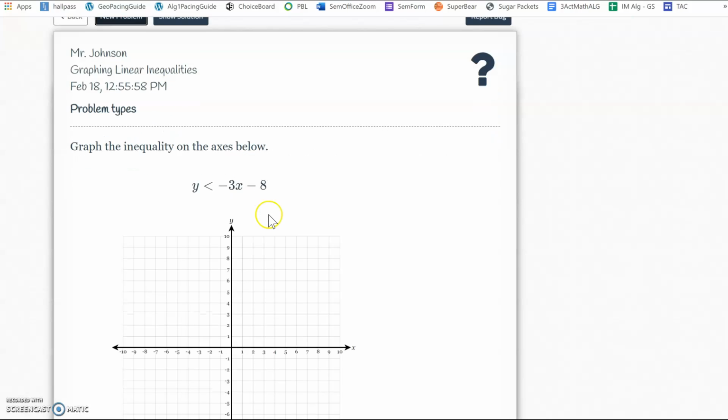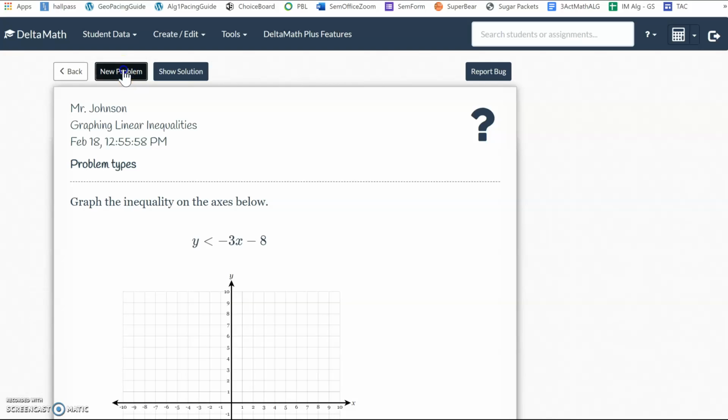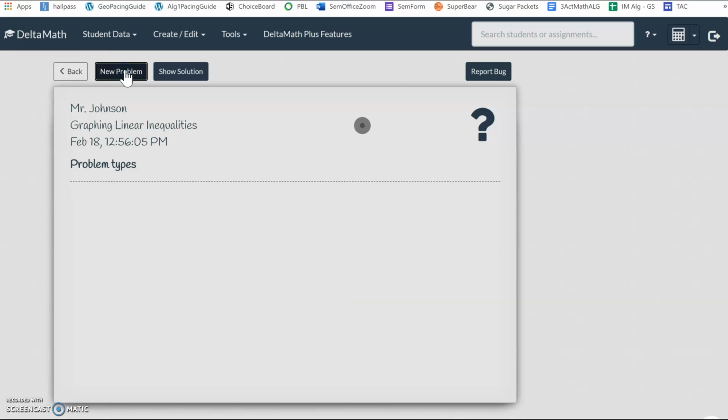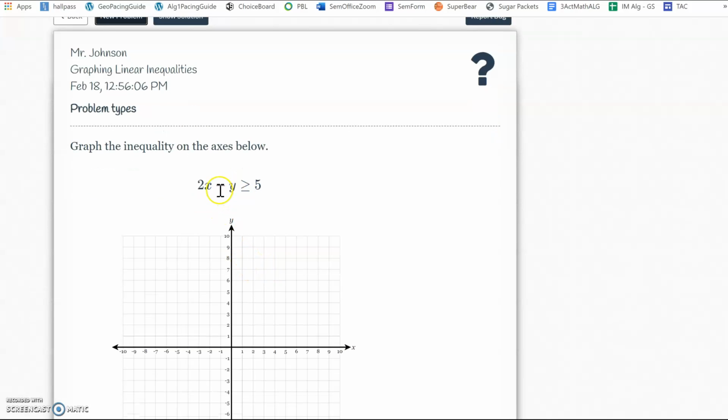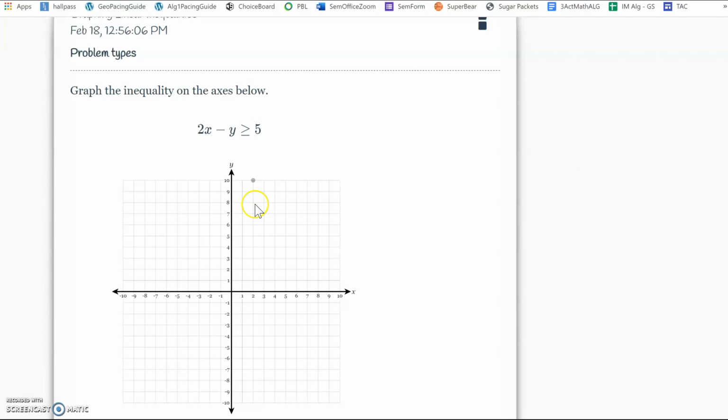Okay, now I'm going to try to find one with a negative y. So I'm not going to do this one. No. Here we go. So what happens when you have a negative y? We'll figure that one out. All right. So go ahead and try your best to get y by itself.